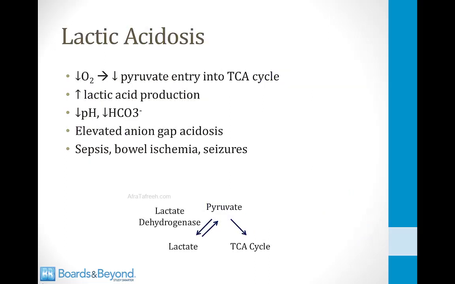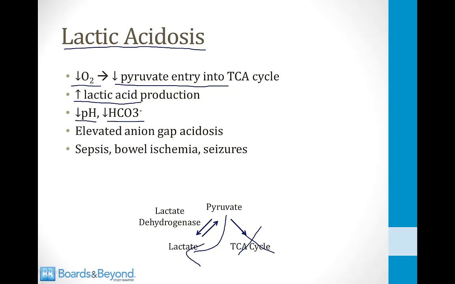A very important and high-yield clinical correlation of this fact is lactic acidosis. When there's decreased oxygen around, there's less pyruvate entry into the TCA cycle. The TCA cycle becomes unavailable, but the cell needs to regenerate NAD in order to continue conducting glycolysis. Therefore, it will divert pyruvate into lactate in order to get the NAD back. This means that there will be more lactic acid production and a lactic acidosis will occur. The pH will fall, the bicarb level will fall, there'll be an elevated anion gap acidosis.